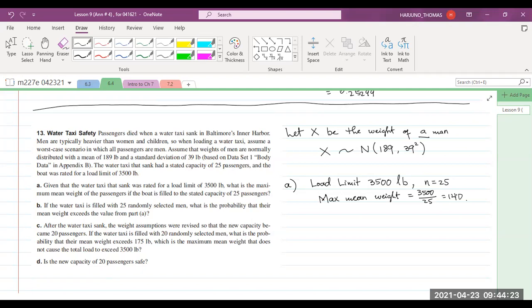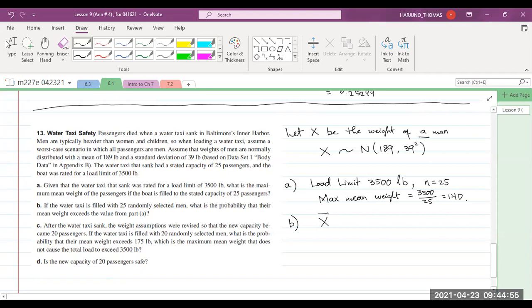Okay, so if the load limit is 3,500 pounds, and they say up to 25 passengers, it means if you really have 25 passengers there, then the maximum mean weight for these 25 passengers should be only 140 pounds. Okay, the problem is in part B. If the water taxi is filled with 25 randomly selected men, what is the probability that their mean weight exceeds the value from part A?